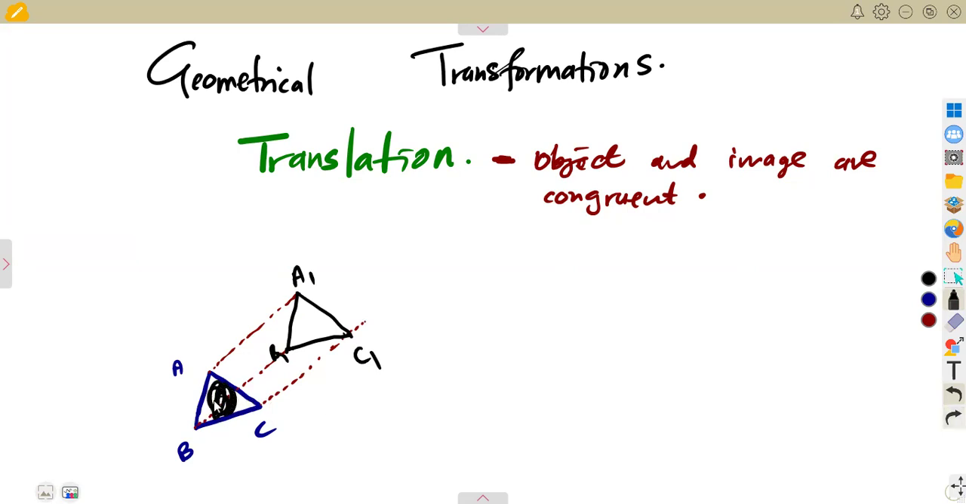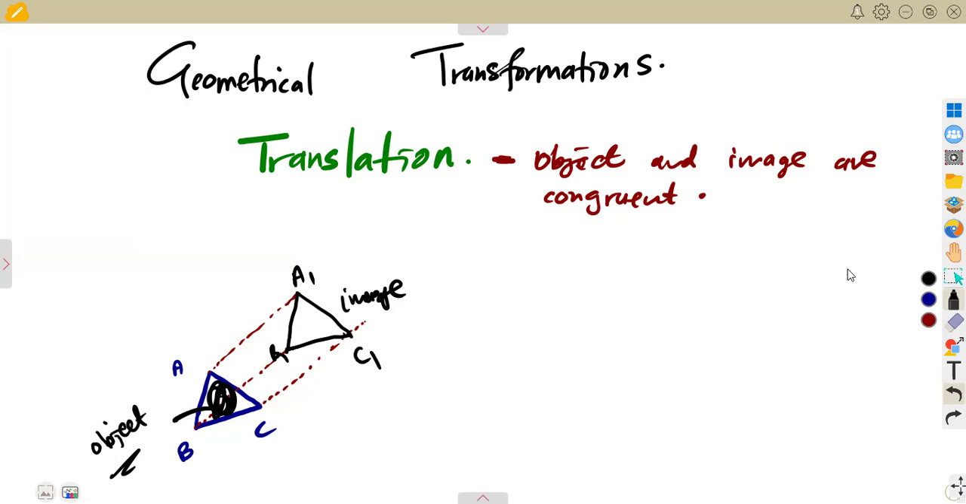The object is where you're starting from. You'll be asked to describe the single transformation which maps this onto another object. The one that is onto is the image. So we call this the image. Then this being the object, which is the triangle that you are referring to as your starting point. This is where you're starting from, to this triangle.